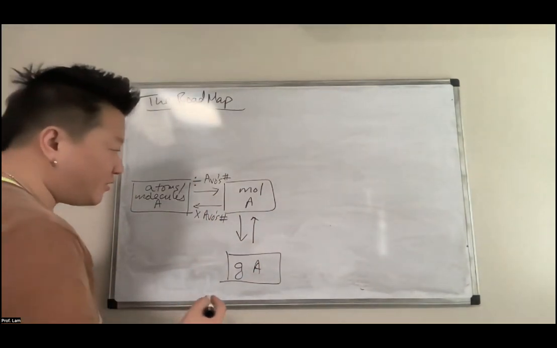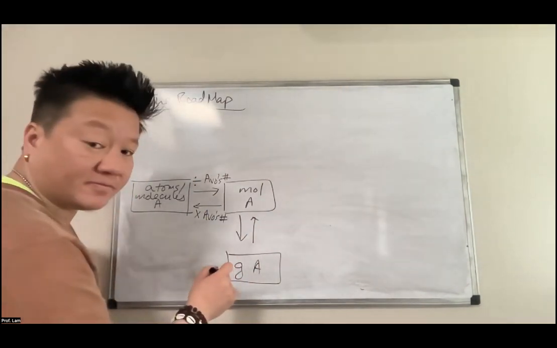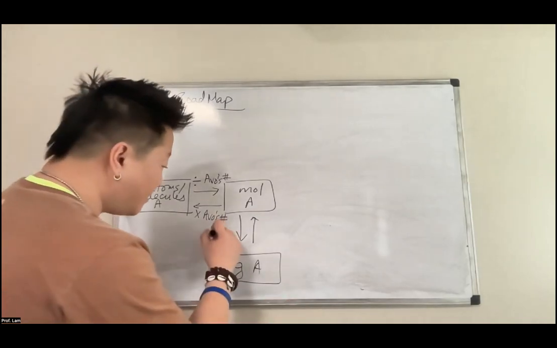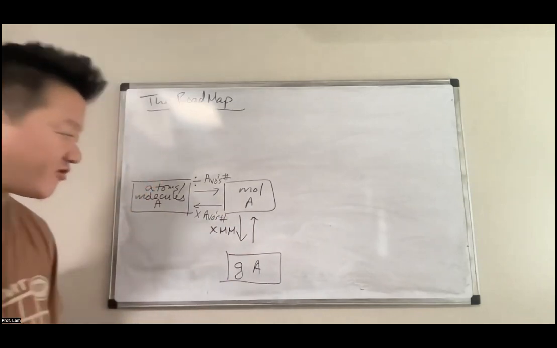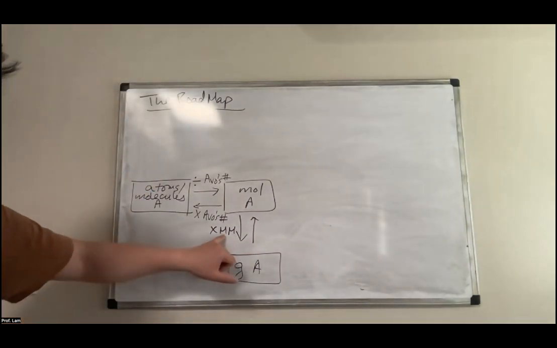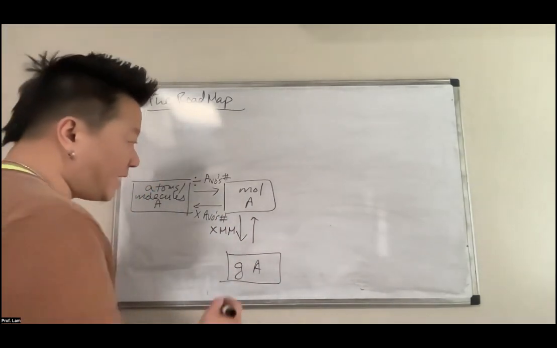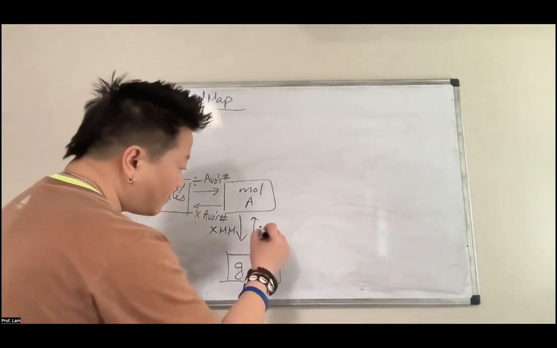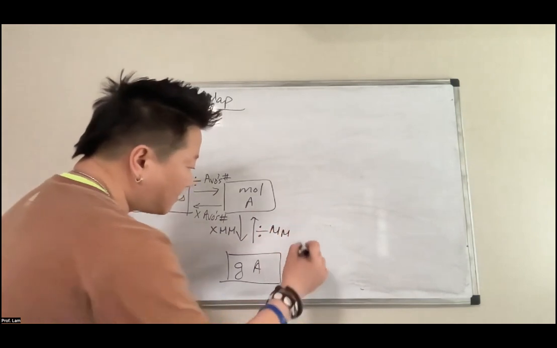Okay. So how do you go from mole to gram? Okay. Of course, you need a molar mass, right? What do you do? You multiply by molar mass. Okay. So from now on, when you see me write big M, that's molar mass. Okay. From gram to mole, you're going to divide by molar mass of A, right?